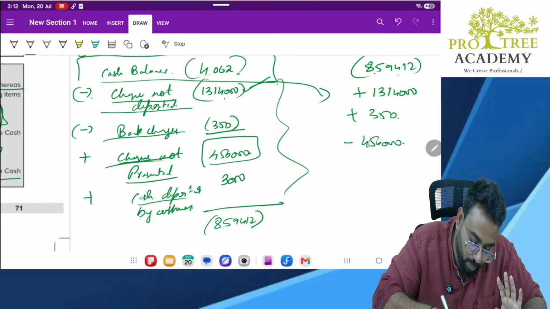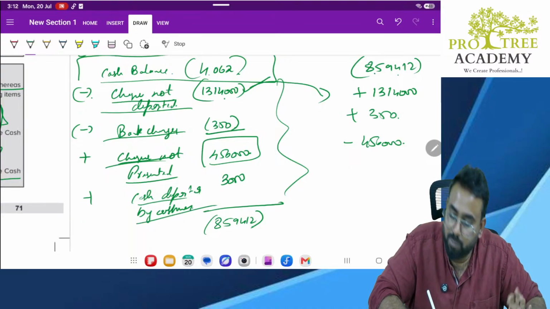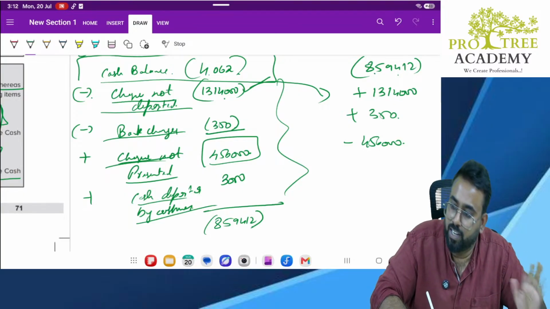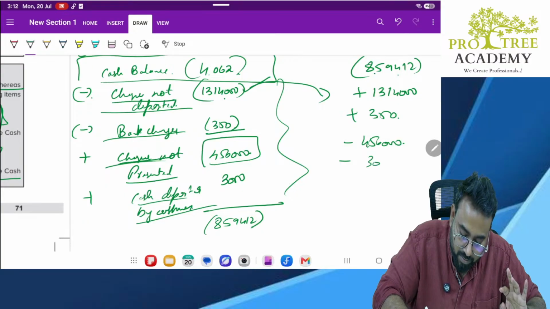Next, cash deposit, sorry, customer direct deposit is 3,000. Cashier has forgotten to record. I also need to forget to record. Minus.